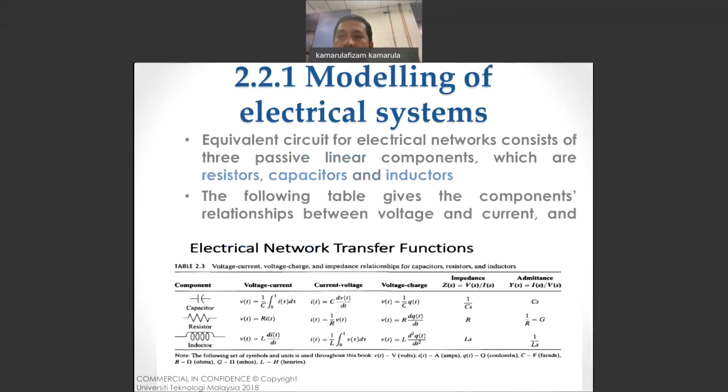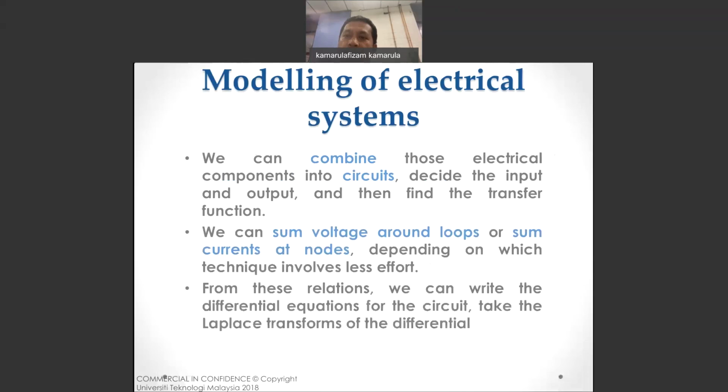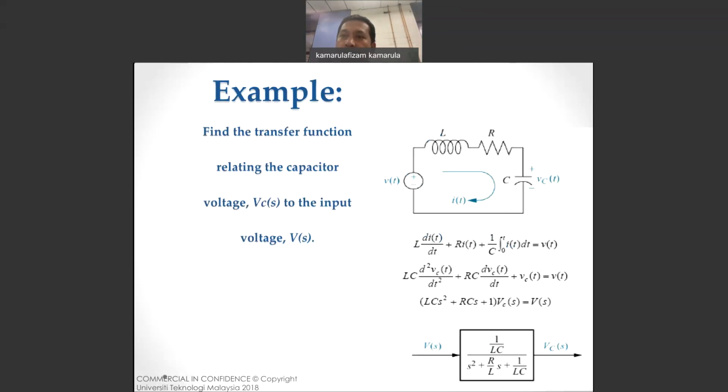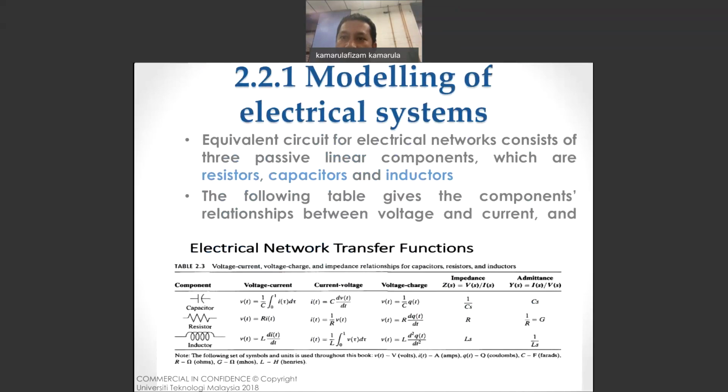From this table 2.3 you have all these three elements. You can pick different formulas for different applications. In this case, we want voltage as the output and current as the input, so we are talking about the relation between V and I. So we may want to select the first column, the relationship between voltage and current. For the capacitor, you take 1 over C integral of i(tau) d tau. For the resistor, you take just R i(t). For the inductor, you take L di/dt.